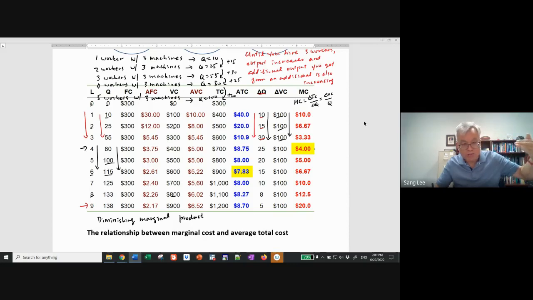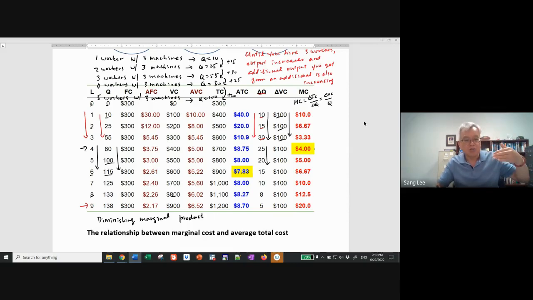But when you have 4 or more workers, they still contribute, but the additional output you get from hiring an additional worker starts falling. Why? It's not because they are slacking, they are lazy. It's simply because the number of workers is increasing, but the number of machines is fixed. They just cannot have enough access to a machine. Yet each of them will cost you $100 a day. So that's why total cost is increasing each time by $100 as you add another worker.